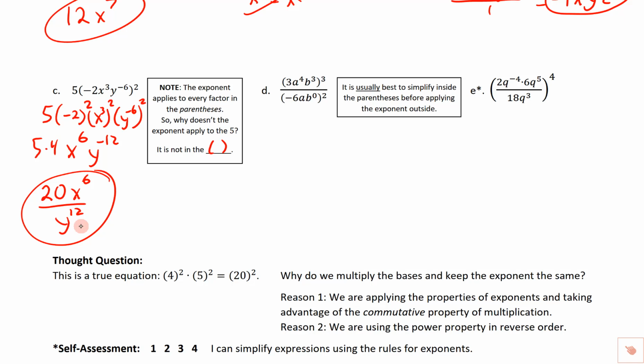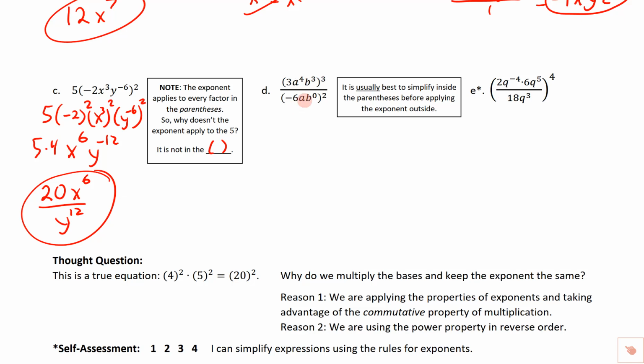Okay, lots of good problems here and lots of skills to work with. Now, on these last two, it's going to be really good to try and simplify what's inside the parentheses before we apply the exponent on the outside. We could have done that here. I'm going to take a look at both of these. These are a little bit more messy maybe. So let's go ahead and simplify this.